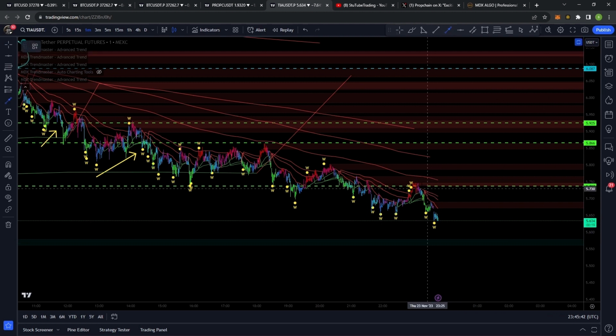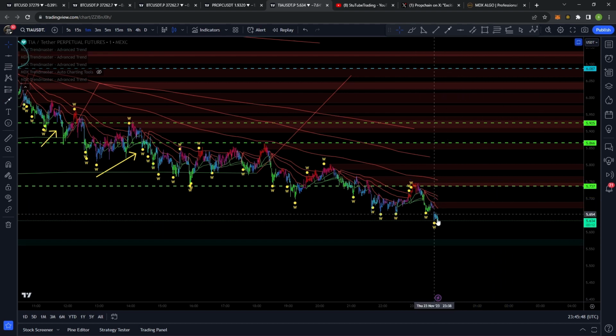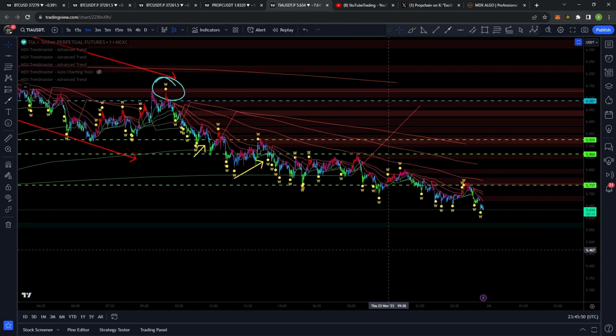So now something interesting to see would be if we do in fact get another lower high, especially if it lined up with one of these supply zones or something like that. Love to see that kind of a thing.